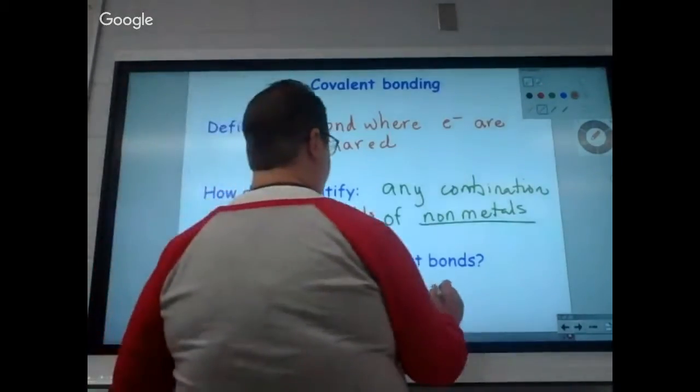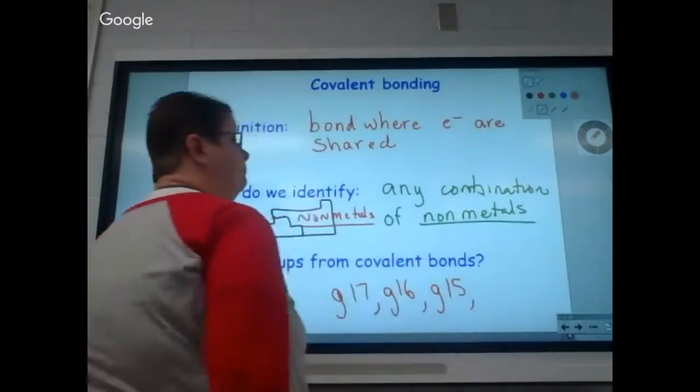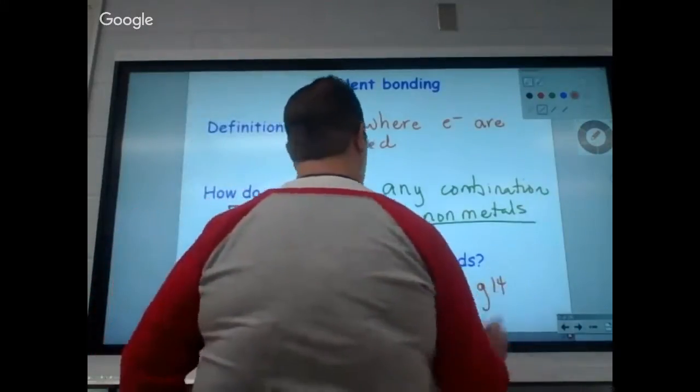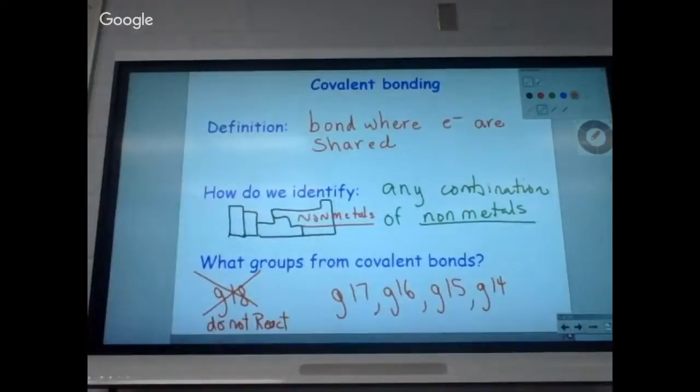15 and 14. All right? If y'all look at a periodic table, these are predominantly going to be on the right side of the staircase. Now, they might have a couple metalloids in them, but what did I tell you? For the purposes of this discussion, don't worry about if they're metalloids. If they're on the right of the staircase, treat them as non-metals. Yep, if they're on the right, just make them non-metals for today.